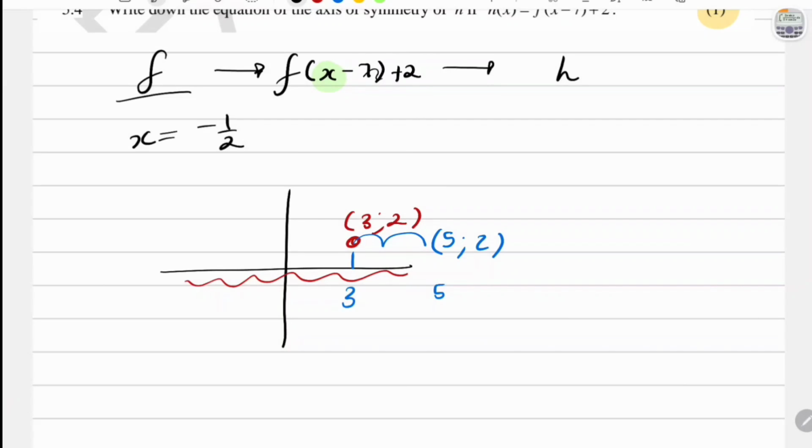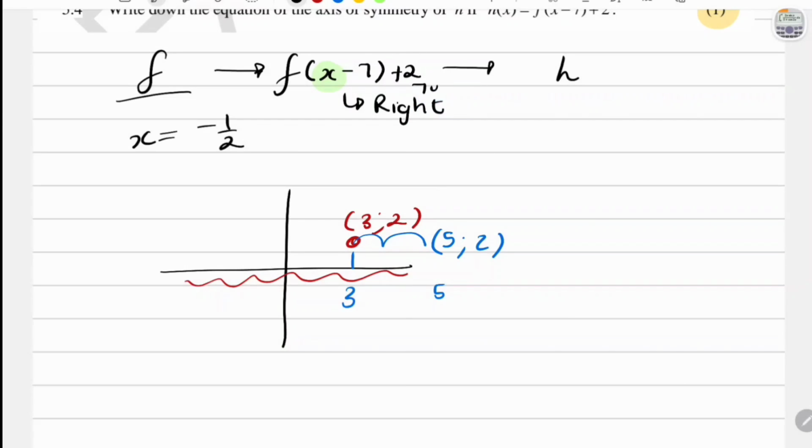So the minute you're saying x minus 7 as an equation, f of x minus 7, it means something is happening with the x. Something is moving either left or right. If it says minus 7, please note it's actually moving to the right.